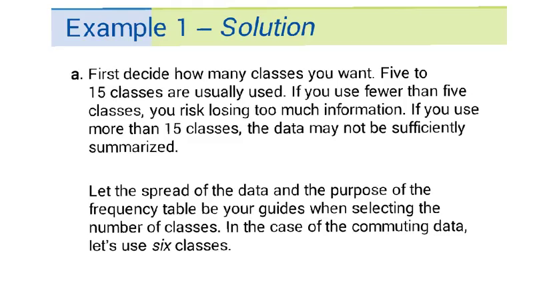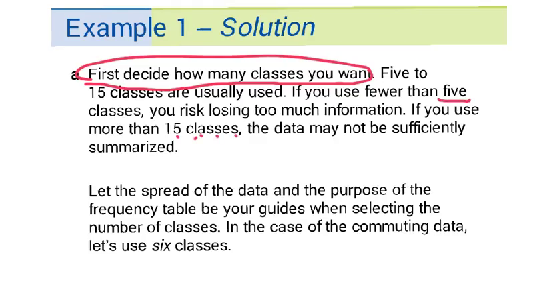Okay, so we'll run through the steps, and you can follow along with the handout I gave in class to track how to create the frequency table. The first thing we need to do is decide how many classes we want. Usually the minimum is 5 and the maximum would be 15. So no fewer than 5 and no more than 15 is what we want to do here.